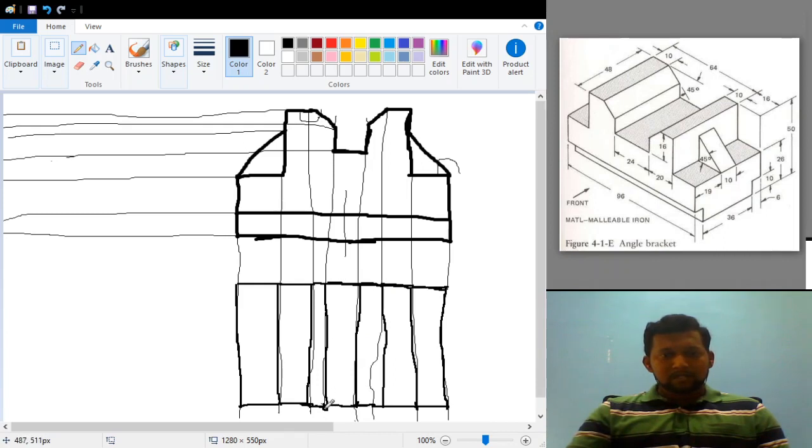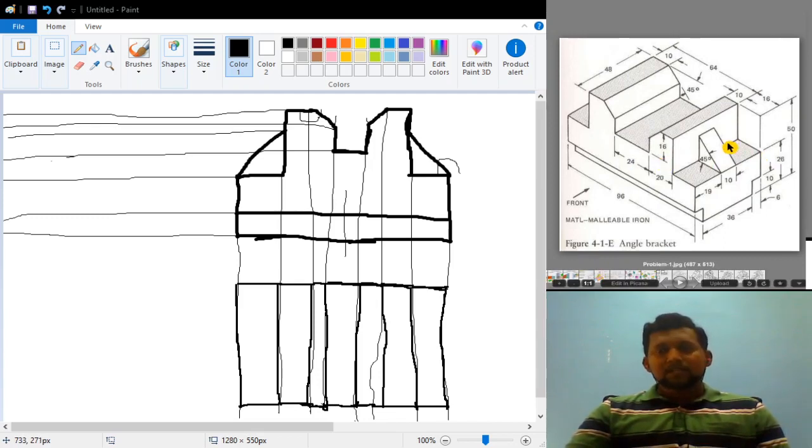And what about the middle rectangular block? This middle rectangular block is nothing but 24, right? So this is 24 by 48. That is nothing but this particular rectangular block. Coming to the side view, of course the top view is not yet completed, one more thing is left here. So what is that?